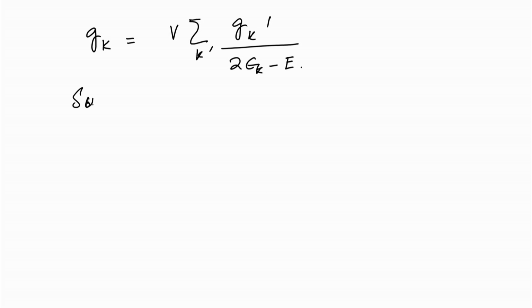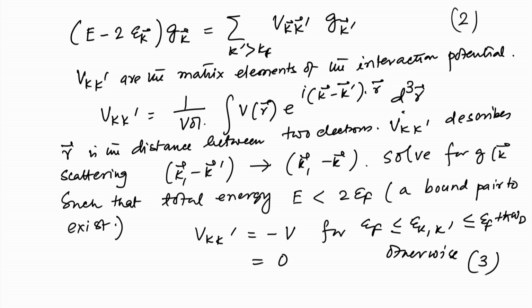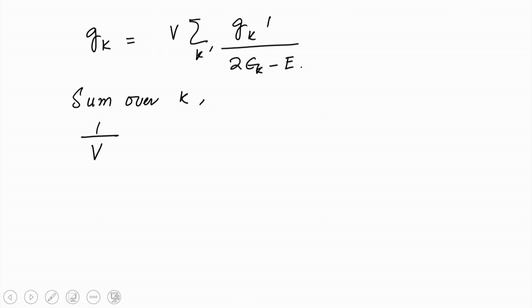Now, with this, g k becomes equal to the sum over k prime of V g k prime over 2 epsilon k minus E. Now, sum over k, so it becomes 1 over V. This V is the strength of the interaction, and we just reiterate that this V could be infinitesimally small, and superconductivity will still occur. So, this is equal to the sum over k greater than k f of 1 by 2 epsilon k minus E.